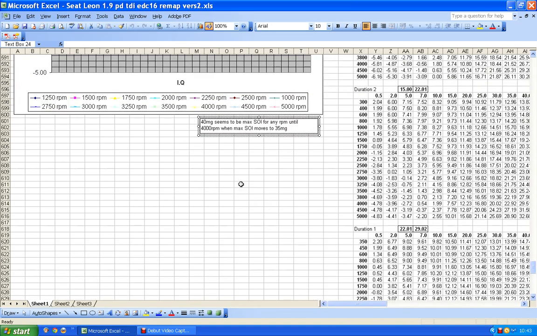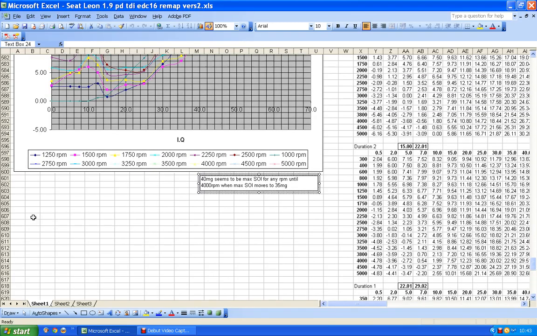So what we've got then is a start of injection which is 27 degrees. In fact, it would probably be better if I put start of injection up there, wouldn't it? And if I say that's my start of injection point, I'll get rid of that.